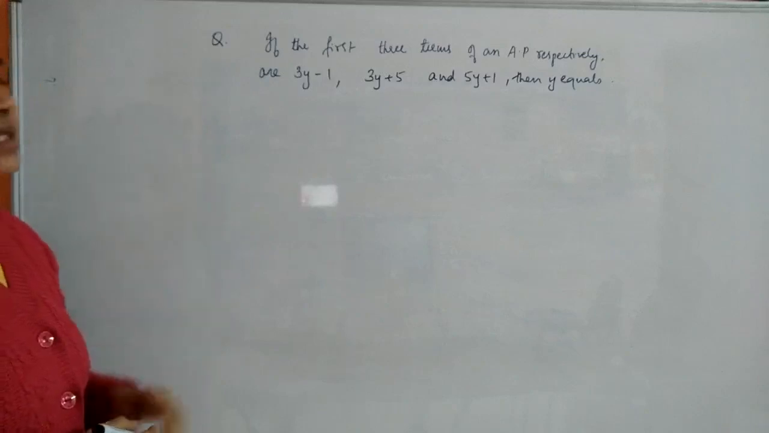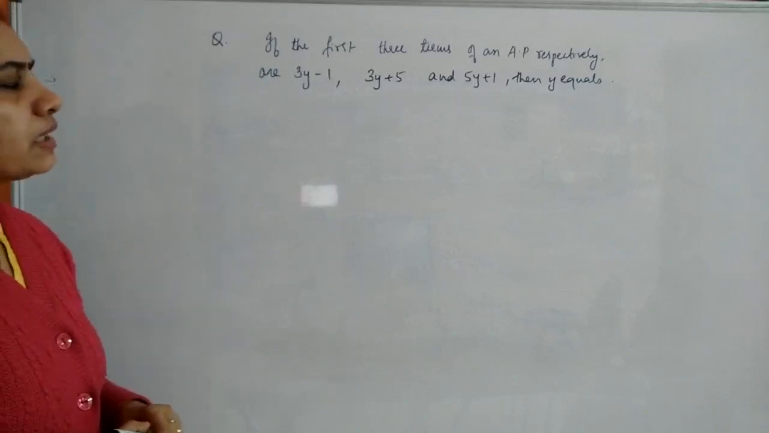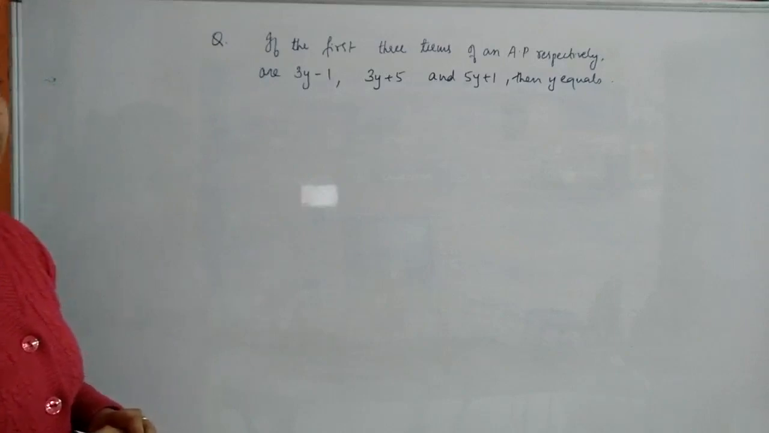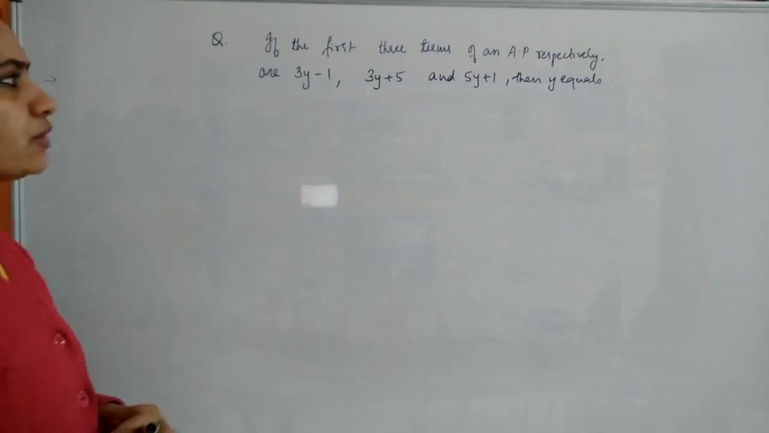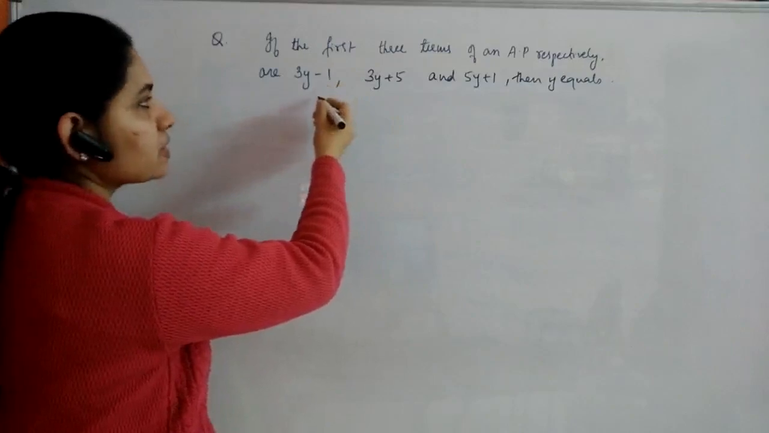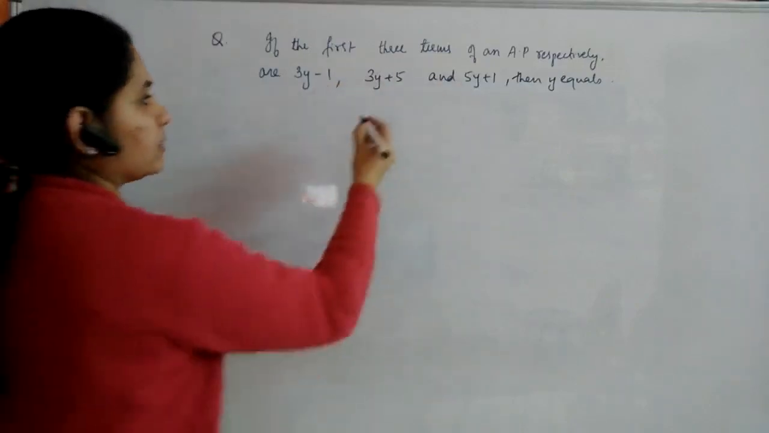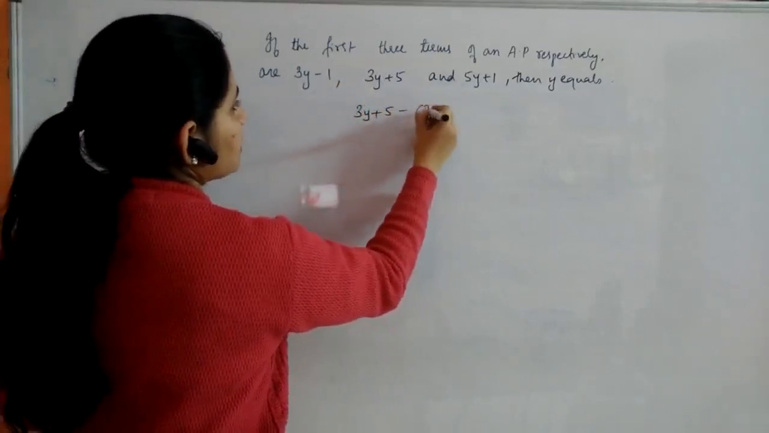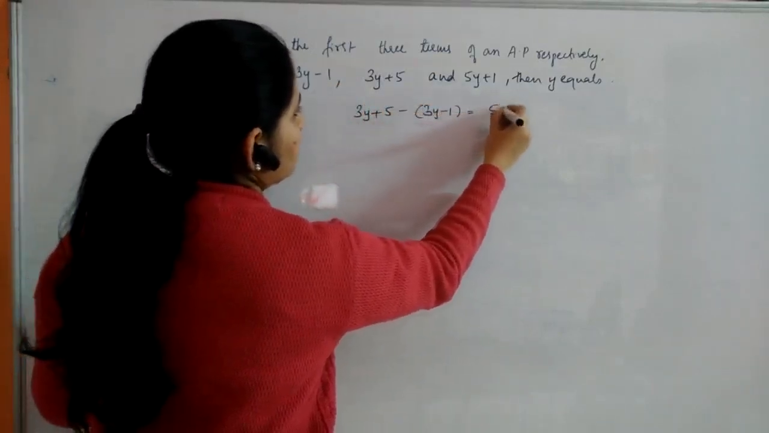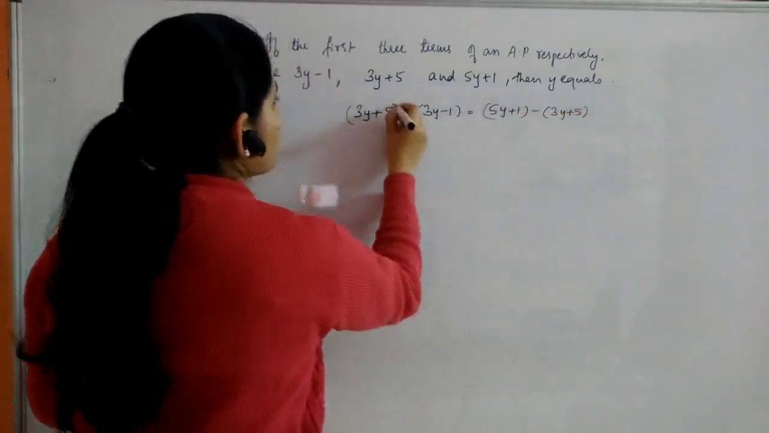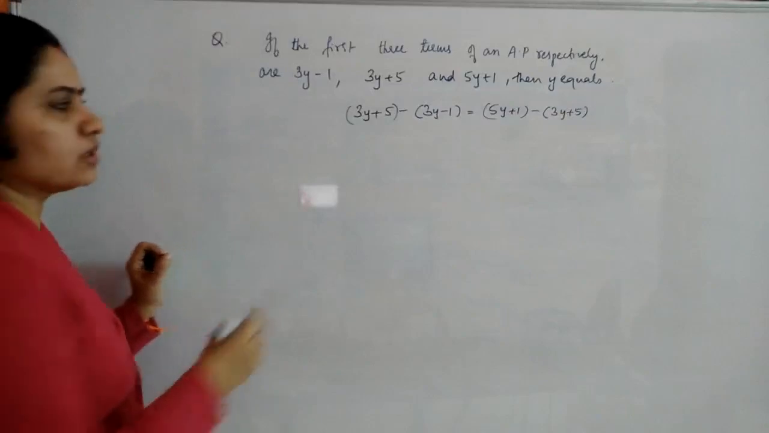So the first question is, if the first three terms of an AP respectively are 3y minus 1, 3y plus 5 and 5y plus 1, then what is y? What will you use here? The concept of AP. What is that? Second term minus first term is the same as third term minus second term, right? So you will have 3y plus 5 minus of 3y minus 1 is equal to 5y plus 1 minus of 3y plus 5, and solving this will give you what y is equal to.